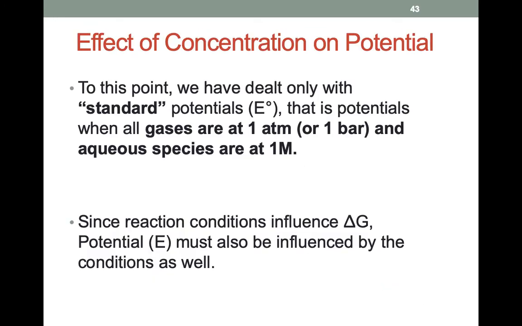So, at this point, we've only dealt with standard reduction potentials. And that means that our gases are at 1 atmosphere pressure, and that our aqueous substances are at 1 molar. We can have conditions, however, where it is not at standard cell potential. It's not E naught or delta G naught. And it would work the same way, but those concentrations would affect those values.